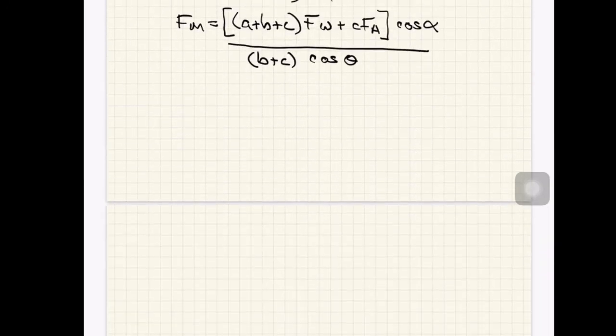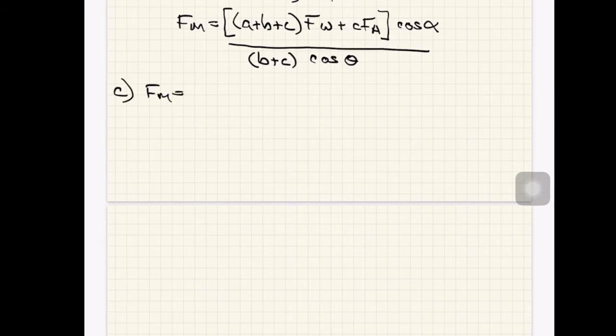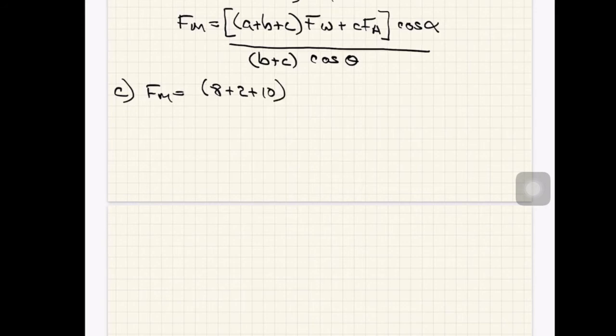So now let's go ahead and assume that we can set in some numbers. This is part C, where we insert the values. So now we can say that Fm is equal to, and we can put some numbers in here. Now A plus B plus C, we look up and we say that's 8 plus 2 plus 10. And I really encourage you to write this out like this. It really reduces the likelihood of error.